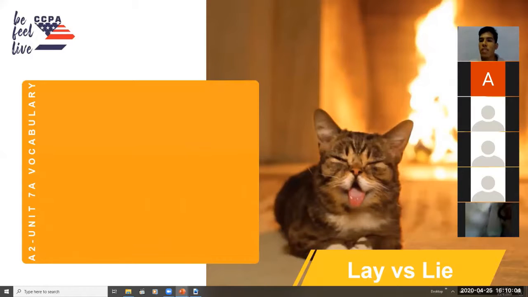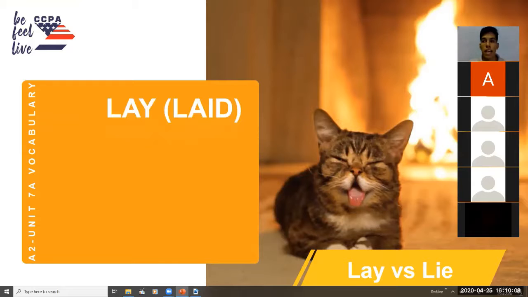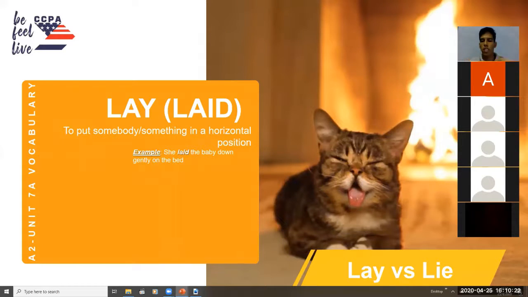We have lay versus lie. What's the difference? Lay, the past is laid, is to put somebody or something in a horizontal position. So you do it. Example, she laid the baby down gently on the bed. So she had the baby and she put the baby in a horizontal position on the bed.